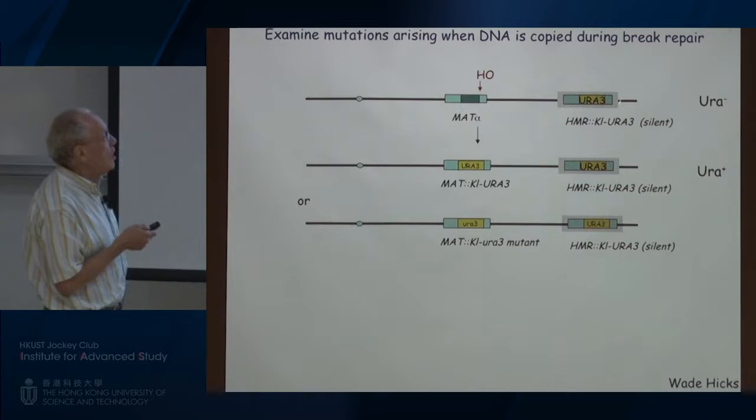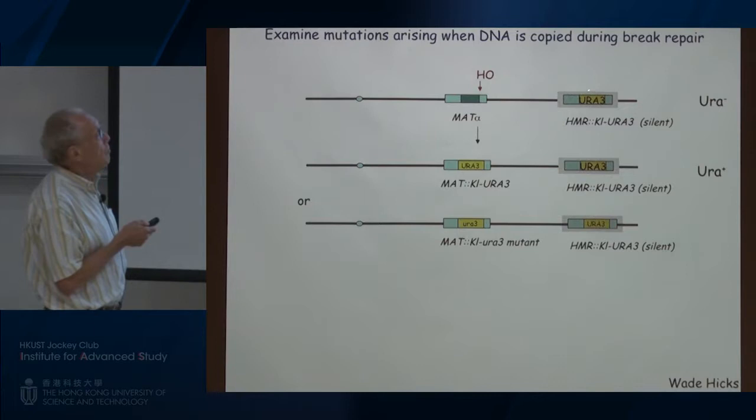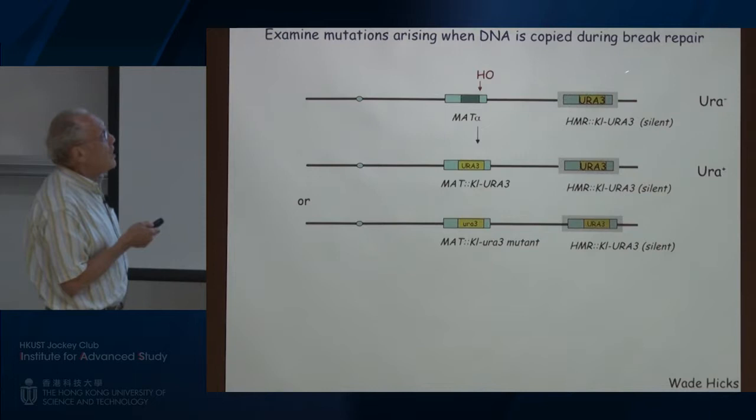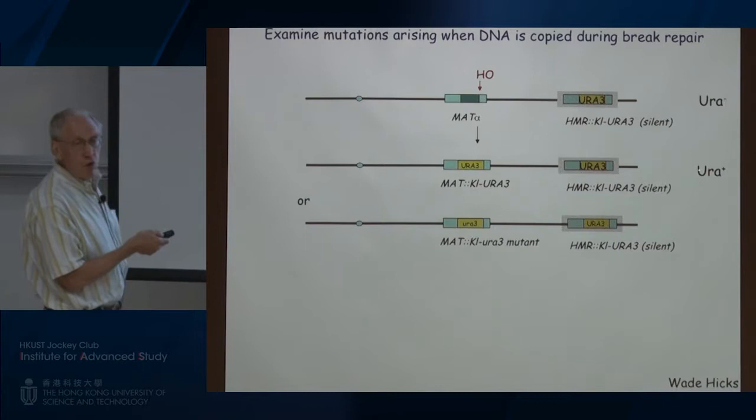It's not important. We replaced the mating type sequences here with a functional copy of a URA3 gene, which is necessary for cells to grow without uracil in the medium, except it isn't expressed. And it's not expressed because, as I told you, these silent loci are heterochromatic, and a perfectly nice gene is not expressed because it's silent. And so now we make a break, and the cell copies this information into the MAT locus. Now the cells are Ura plus. They don't need uracil in the medium because this gene is now expressed.